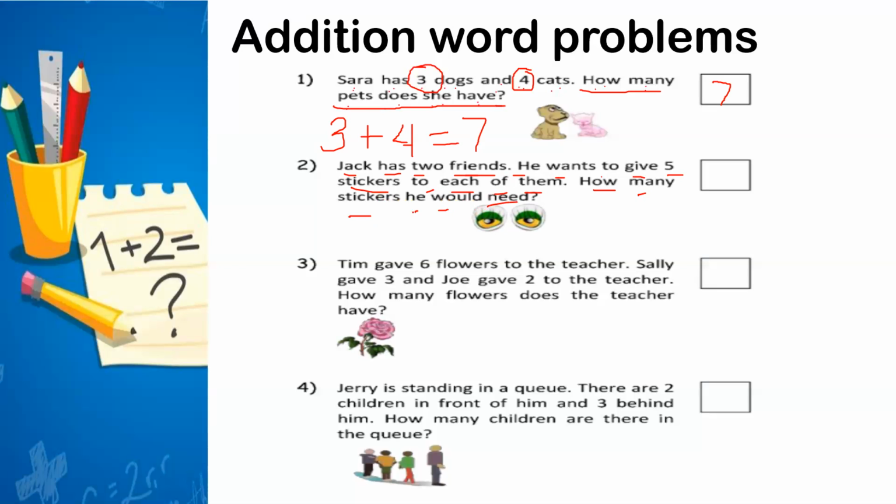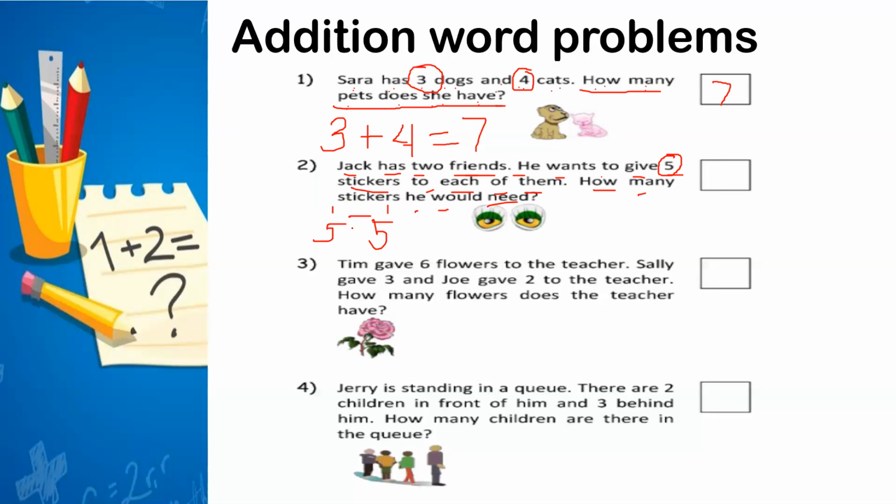This is a little tricky, but I know you will be able to answer this. Okay. So he has 2 friends. Remember, he has 2 friends. Now let's circle 5 over here. Okay, so he wants to give 5 stickers each to his 2 friends. Do you understand? So one friend will get 5 stickers and the other friend will get 5 stickers. Okay, so one friend 5 stickers, another friend 5 stickers.